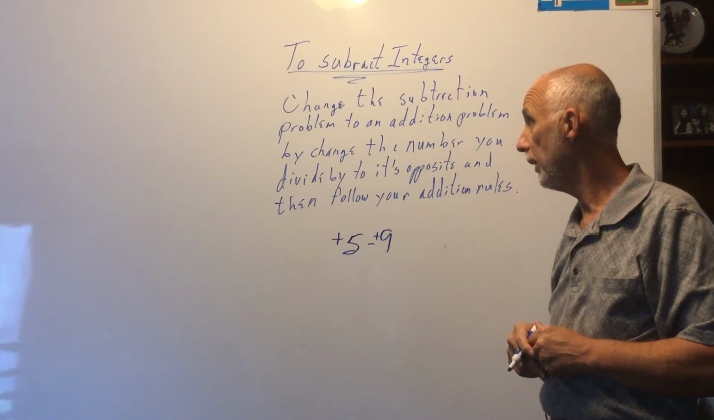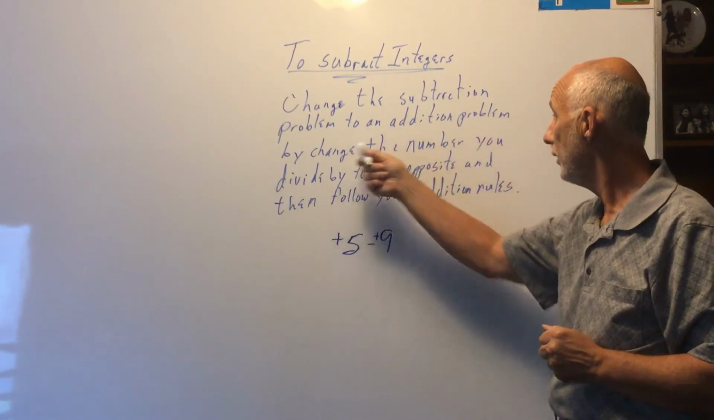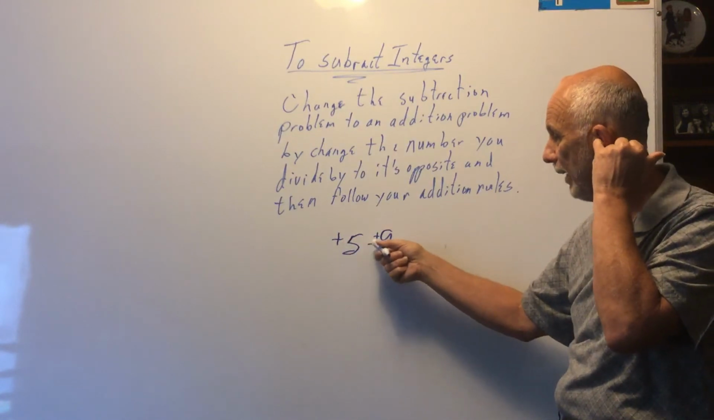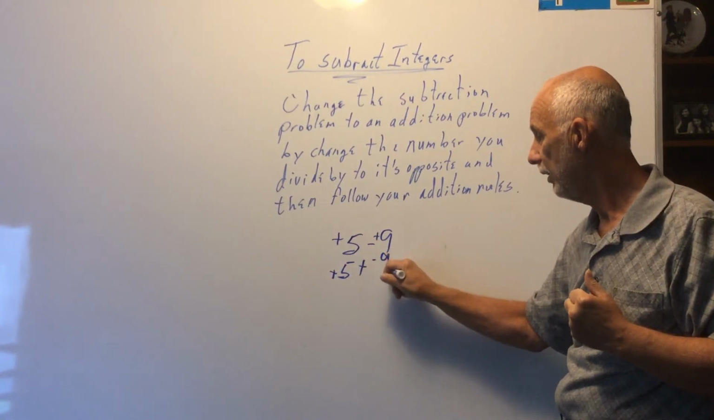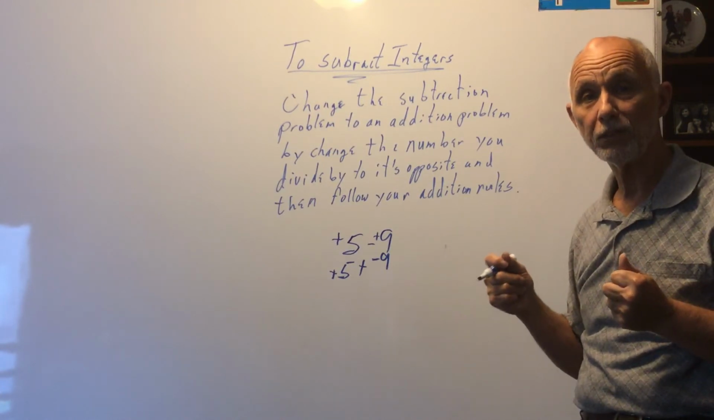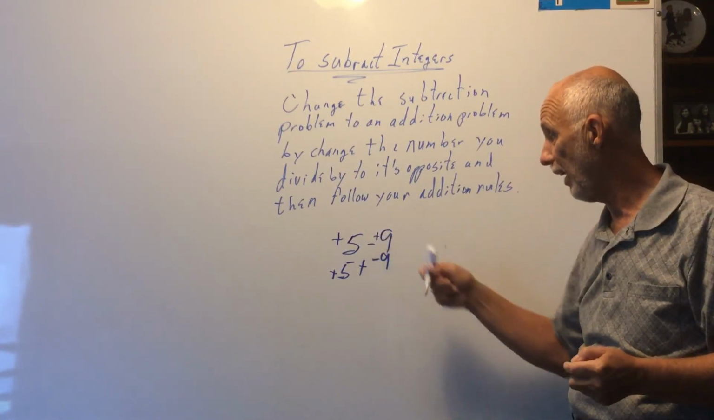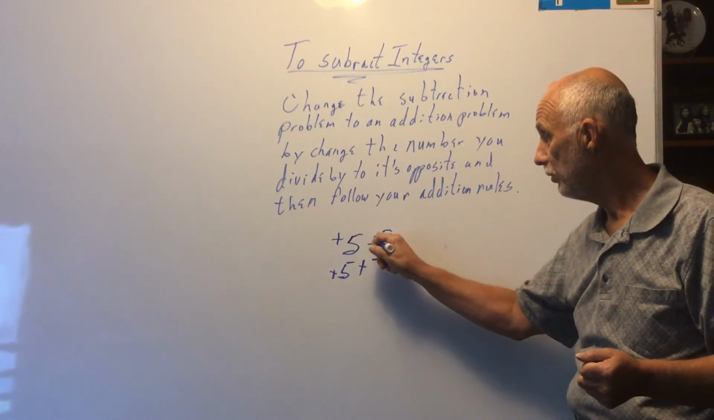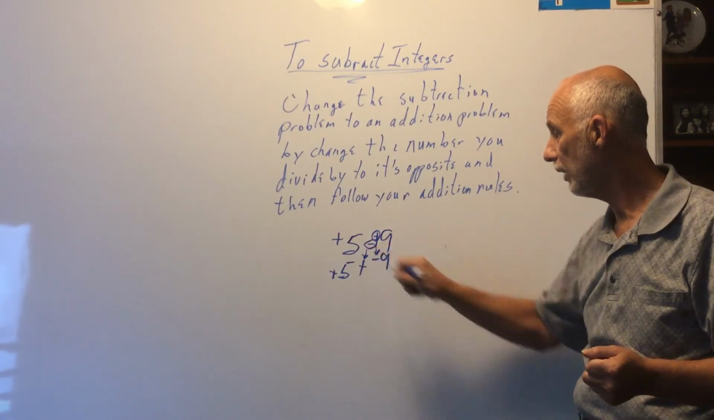So now, if I follow this rule by changing the subtraction problem to an addition problem, by changing the number you subtract by to its opposite, then a positive 5 minus a positive 9 becomes a positive 5 plus a negative 9. Because the number you subtract by is in the back or bottom, just like the number you divide by is in the back or the bottom. So since it says minus a positive 9, the double negative canceling each other out becomes plus a negative 9. So I change the subtraction to addition, and I change the number I subtract by to its opposite.